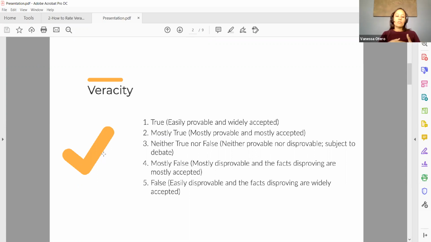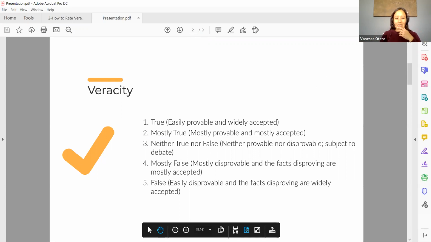So there are definitions for this scale of 1 to 5. 1 would be true, meaning that it's easily provable and widely accepted. 2 means it's mostly true, meaning it's mostly provable and mostly accepted. 3 means it's neither true nor false, neither provable nor disprovable, and subject to debate. And often we will also refer to this as an opinion, okay? 4 is mostly false, meaning mostly disprovable, and the facts disproving it are mostly accepted. And 5 is false: it's easily disprovable, and the facts disproving it are widely accepted.